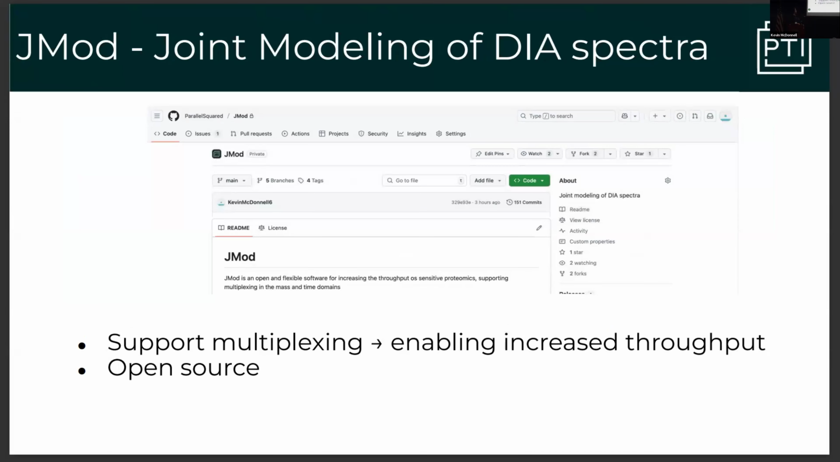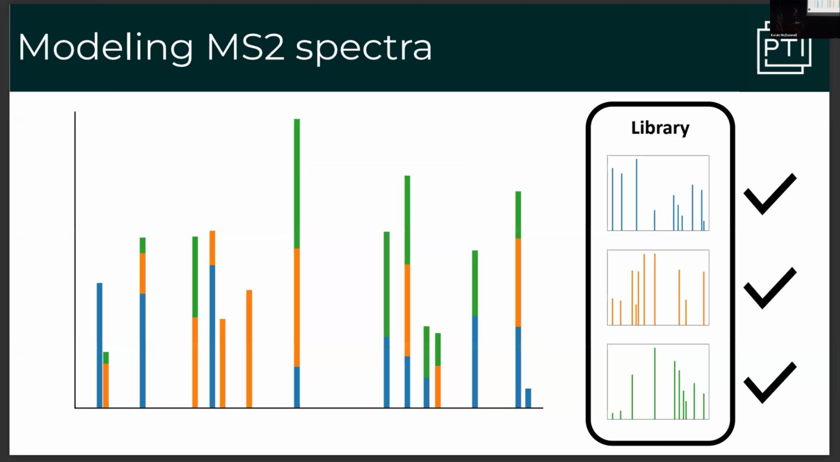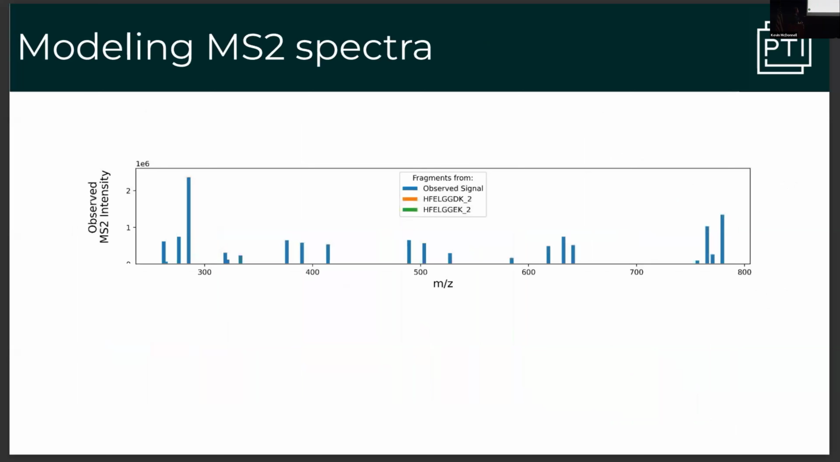In doing so, we developed a piece of software called JMod. It is open source, it's available on GitHub, and there's a preprint as of yesterday online. So I encourage you all to check that out, as there is for all the different technologies I'm talking about today, with the goal of supporting multiplexing, thereby enabling increased throughput. It's built on the assumption that we can model this spectrum as a superposition of the different library precursors. This is not a new approach. This was done by Spectre and by Chimeras. But it needs to serve as the baseline for a model as we move towards greater multiplexing.